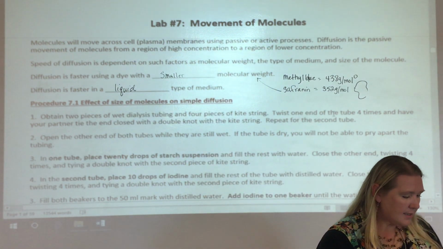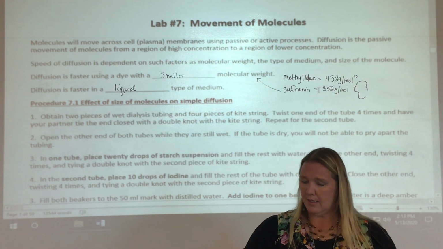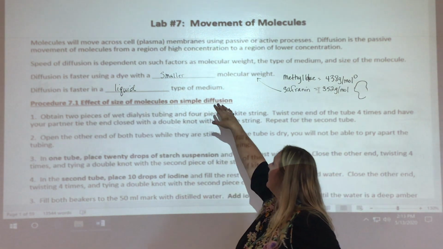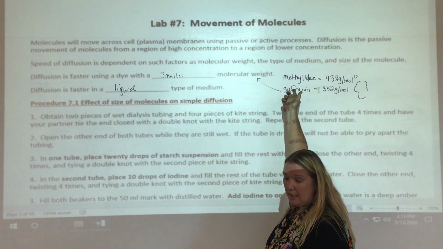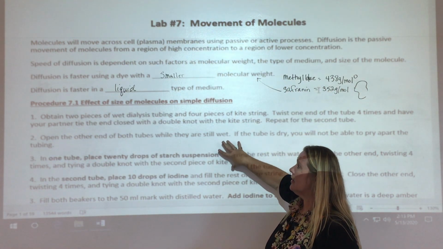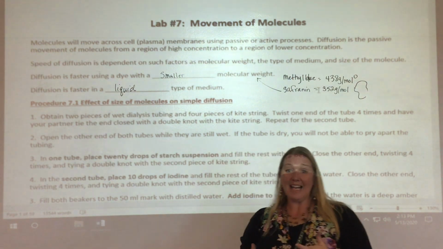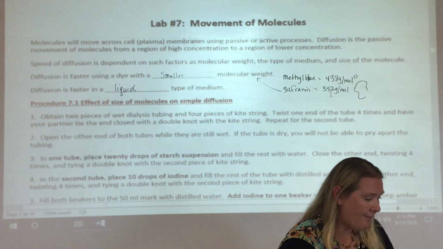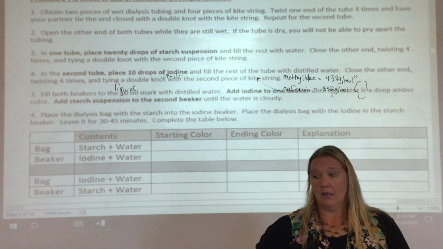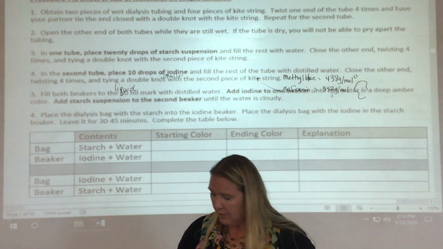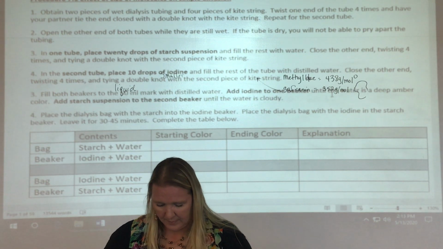All right, so the next thing that we're going to do, this demo that I had explained the first two, molecular weight and the medium. And the next thing we're going to do is go through a simple diffusion where we're looking at the size of that molecule and whether that affects how that molecule can move or will move through a membrane. Okay, so I'm going to move this out of the way.